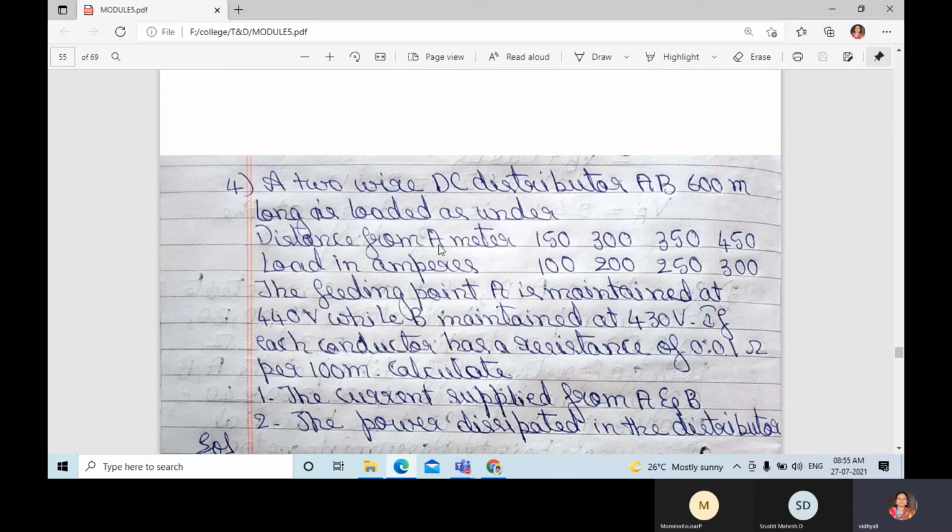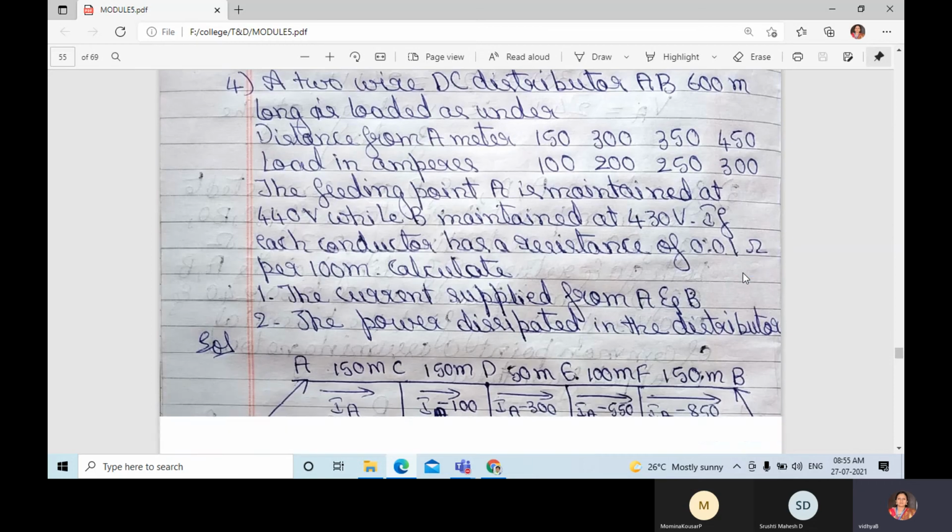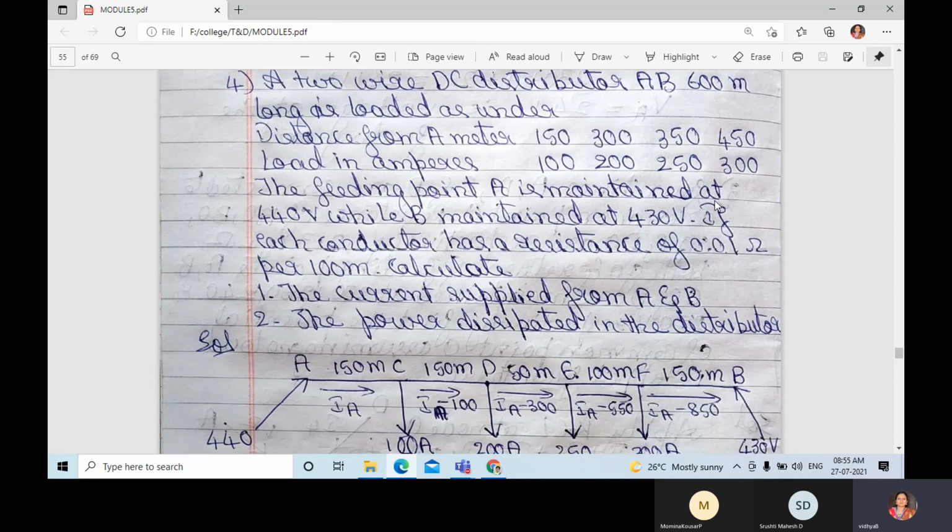They have given the distance from A in meters: 150, 300, 350, 450, and the loads in amperes: 100, 200, 250 and 300. The feeding point A is maintained at 440 volts and B is maintained at 430 volts. If each conductor has a resistance of 0.01 ohm per 100 meter, calculate the current supplied from A and B, and the power dissipated in the distributor.